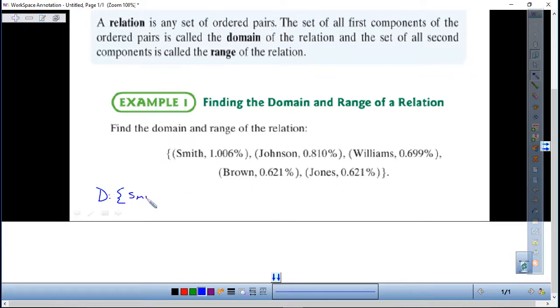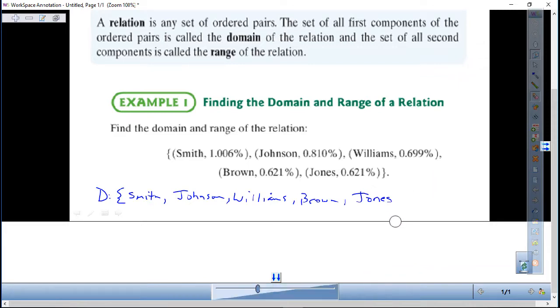So the domain would be Smith, Johnson, Williams, Brown, and Jones. And then you would close your set with a pointy bracket. I can't draw those worth a crap, so you just have to deal with it. It gets worse every time I try to improve it. So anyway, there's the domain. It's the set of the first elements of each ordered pair.